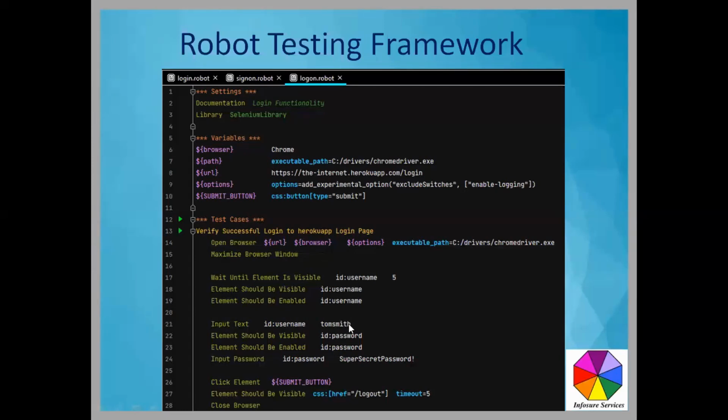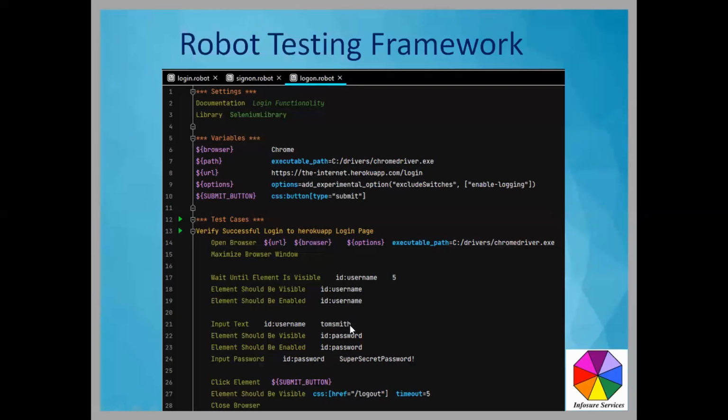Tom Smith, his ID is username. So element should be enabled. Again, here this should be username, not ID as password. So the ID is username, and here it finishes the input text equal to Tom Smith.